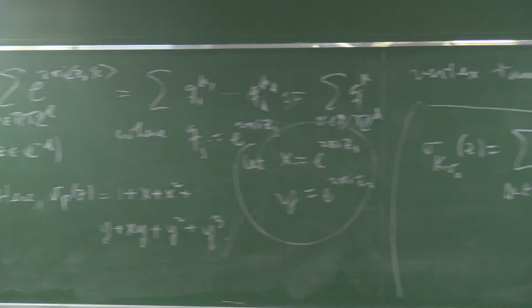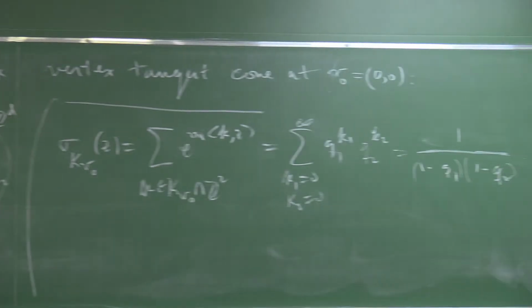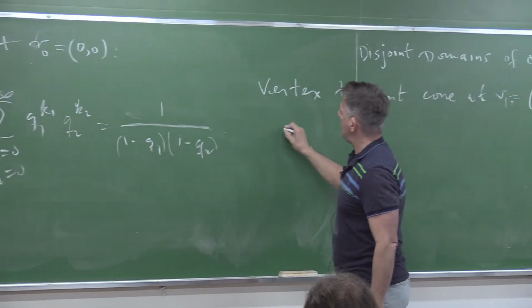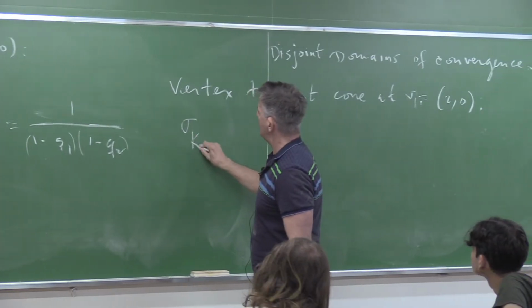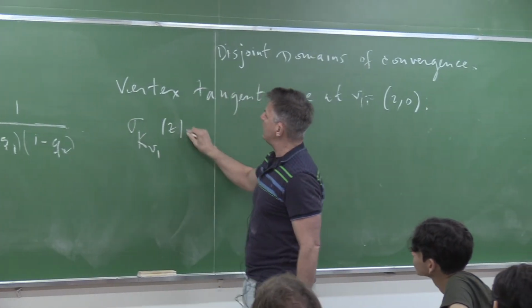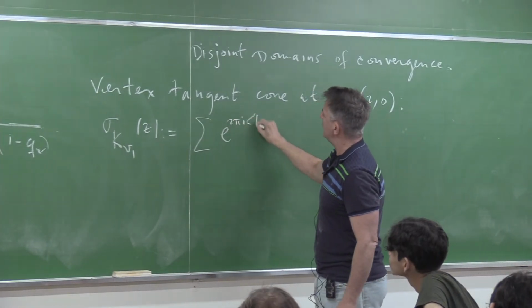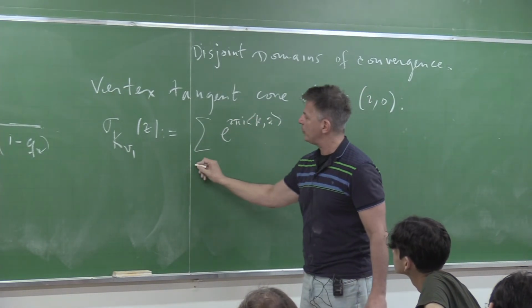So the vertex tangent cone at V1, well, at V1, you have the vertex tangent cone is by definition e to the 2 pi i times the integer point transform of the cone.